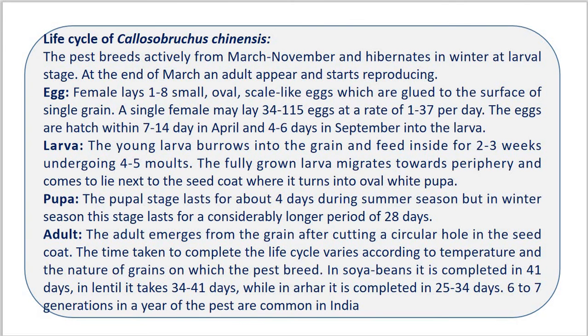After that, come to the life cycle of Callosobruchus chinensis. It is a pest which breeds actively from the month of March to November and hibernates in winter at the larval stage. At the end of March, the adult appears and starts reproducing.